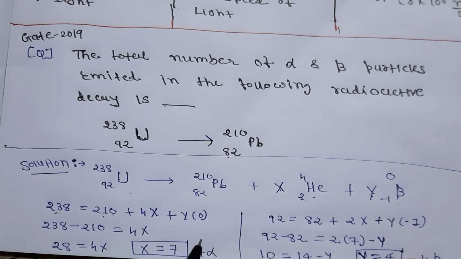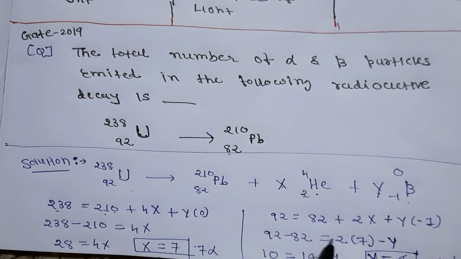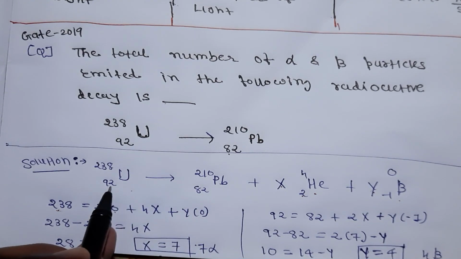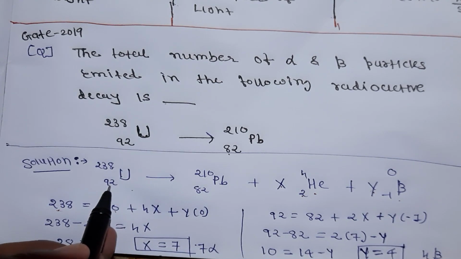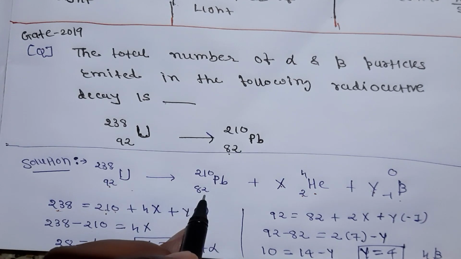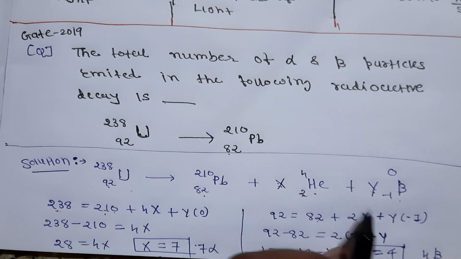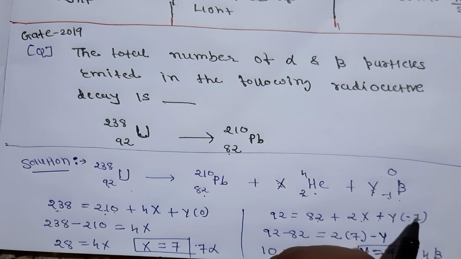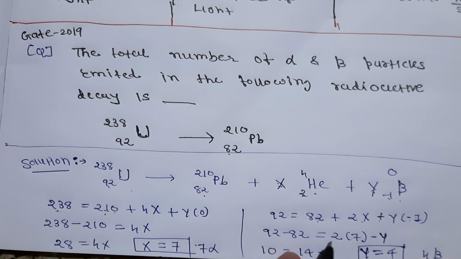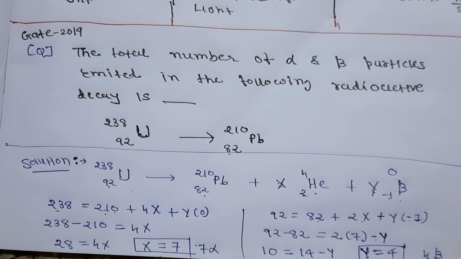Now we can find how many beta particles are emitted. From the other equation, from atomic number, left-hand side is 92, equal to right-hand side 82 + 2 × x + y × (-1). If we solve this, 92 - 82 = 2, and we put the value of x from above: 2 × 7 - y, and solving this we get y = 4. That means 4 beta particles are emitted.